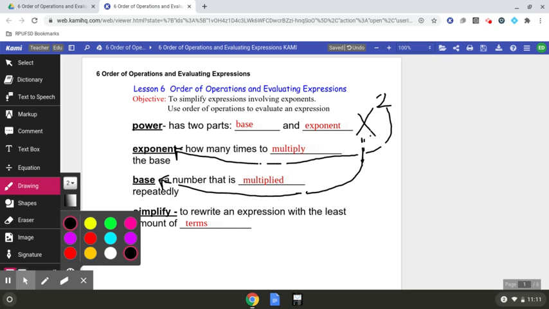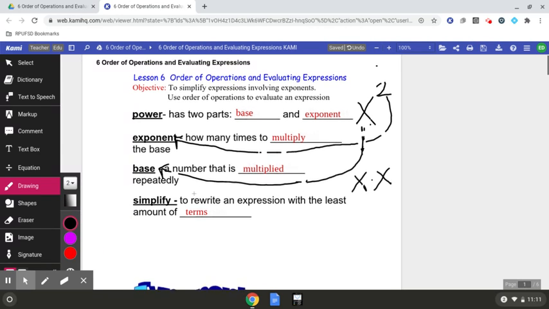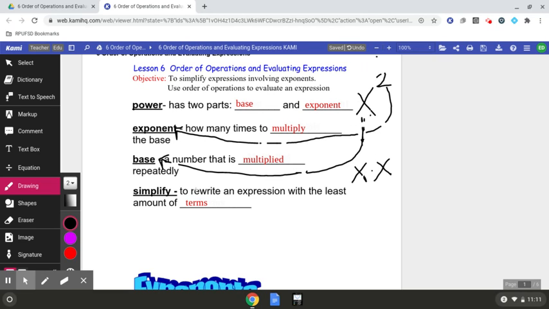If I was to expand this out, we'd write the base twice based off of this power. It would be x times x. And then we're going to talk about simplifying, which just means we're going to rewrite expressions with the least amount of terms. We're going to try to condense our work so that we have the least amount of things written down.